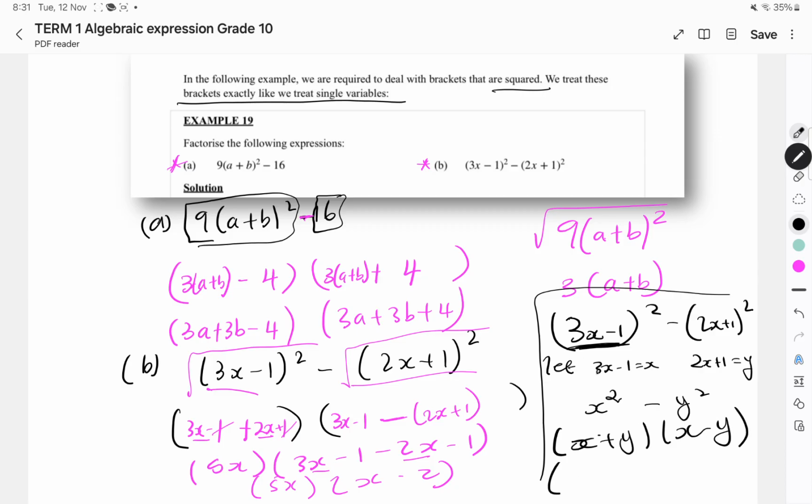Then I will substitute X. So it's 3x minus 1 plus Y, and Y in is 2x plus 1. Then same thing: 3x minus 1 minus open brackets 2x plus 1. Then I will solve. So this will be the same as that one. But I don't recommend this method, so stick to this one.